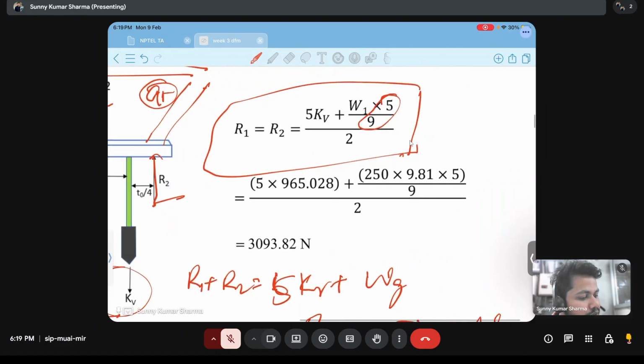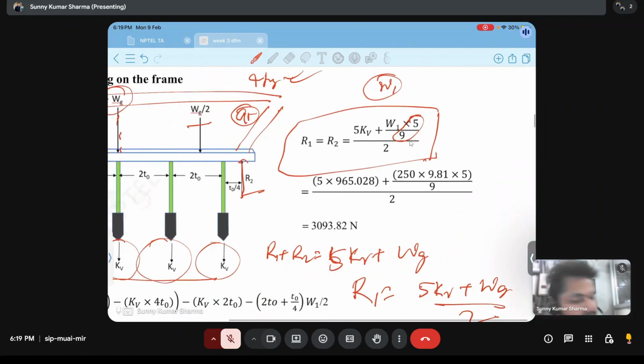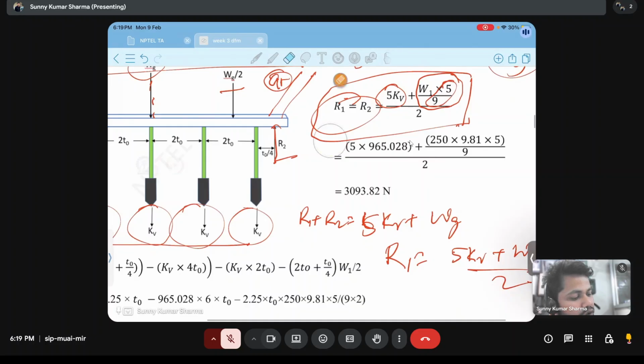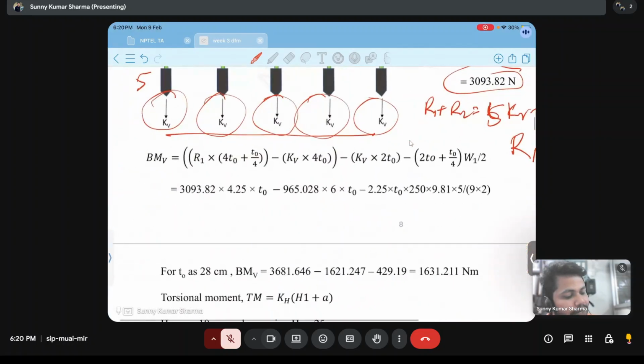What is this 5 by 9? Suppose W1 is the weight of whole cultivator. For 9 tines we have weight W1, and in front frame we have only 5 tines. So if 9 tines have weight W1, then 5 tines will have weight 5 W1 by 9. So this 5 W1 by 9 is the weight of front frame, and 5 kV is the total vertical force, which is divided by 2, and we will get R1 and R2 value. So R1 and R2 will come as 3093.82 Newton.